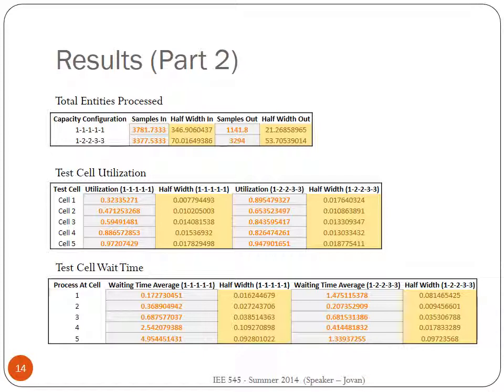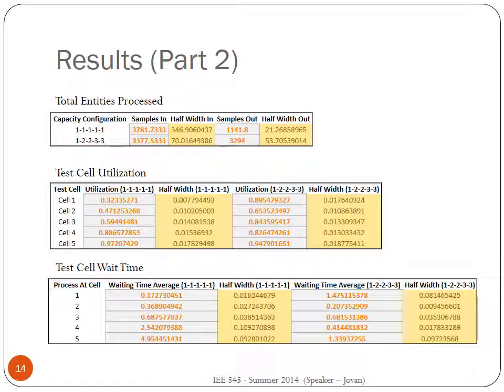To go into more detail about our optimized system compared to just having 1 unit tester per cell, for the total entities processed, both system optimizations had roughly the same number of units coming in, over 3,000 units, but we show that the optimized system actually had more samples coming out and not being delayed in a long queue. We also see that the half width coming in was reduced due to our improved model of the input modeling, using a beta distribution as opposed to a scheduling distribution.